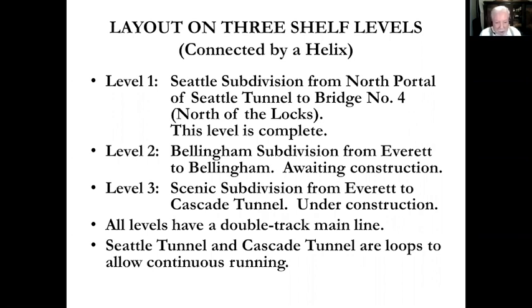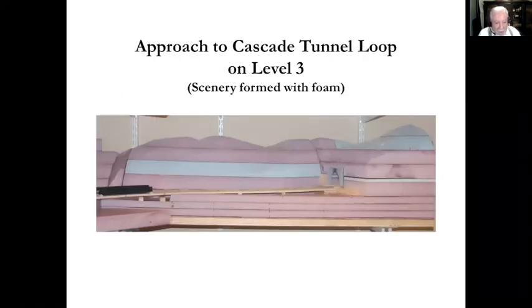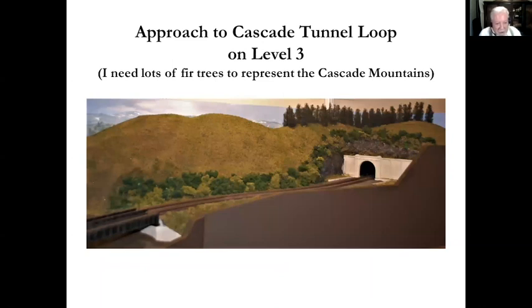And level 3 is the one I want to show you tonight, and that's the Scenic subdivision from Everett to the Cascade Tunnel. All levels have a double track main line, and the layout will end with loops on the Seattle Tunnel and the Cascade Tunnel, so that ultimately I can run trains continuously. So this is one of the modules of level 3 showing the approach to the Cascade Tunnel with the scenery that was formed with foam. And it's sitting on a shelf, as you can see. And this is the scene with most of the scenery intact except for the trees.